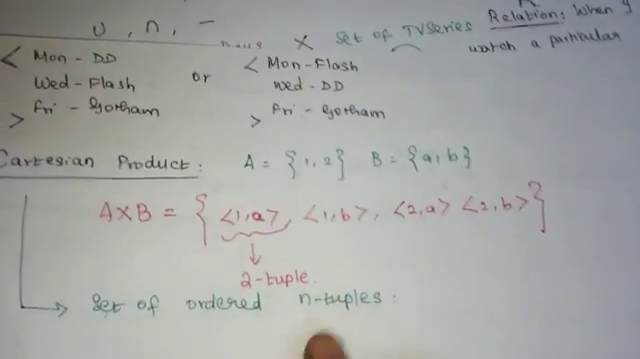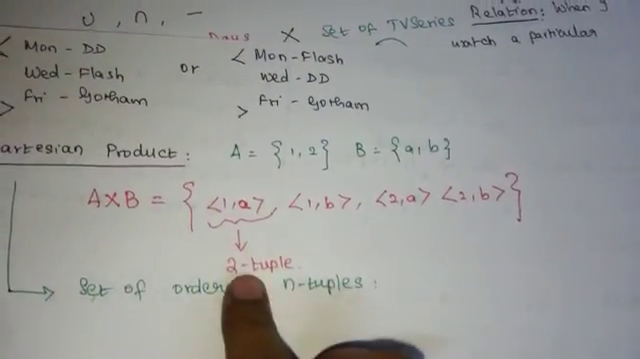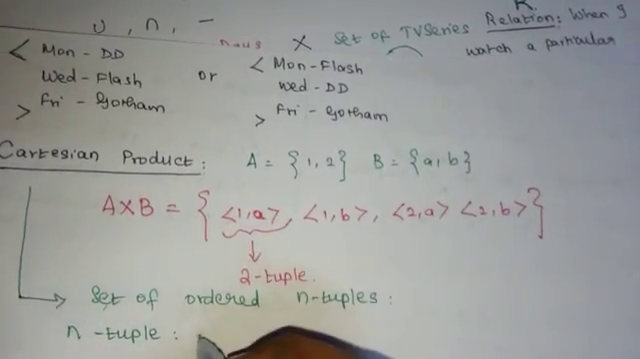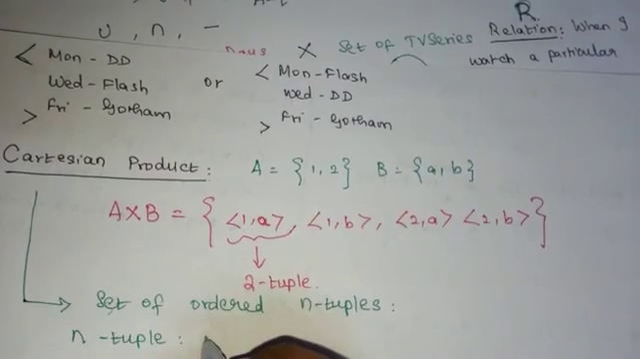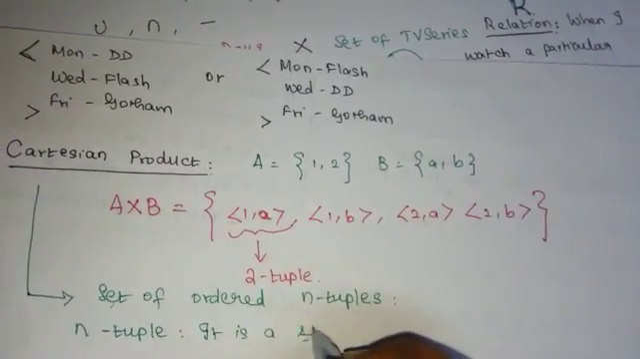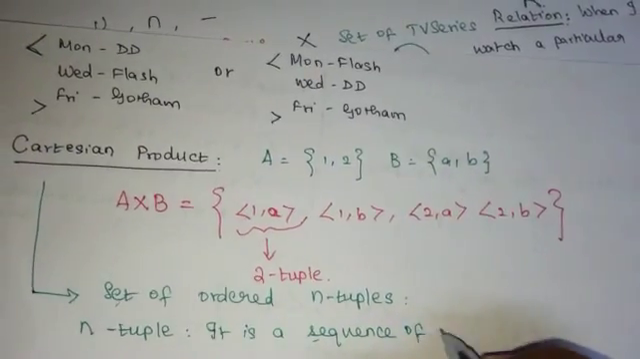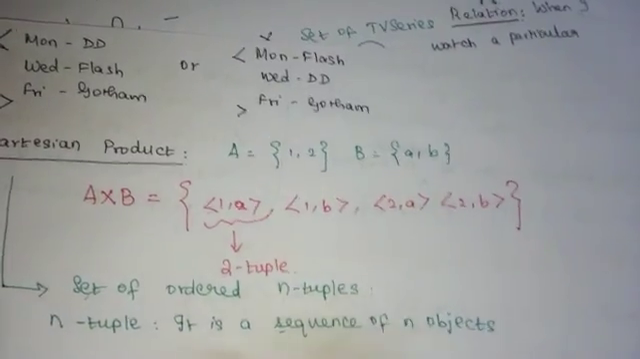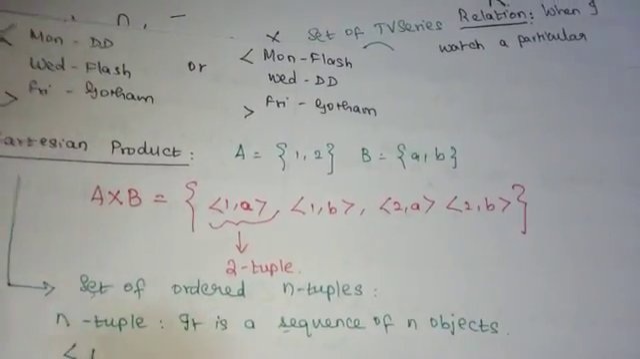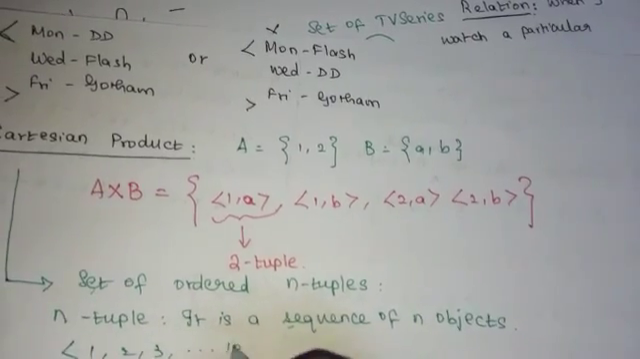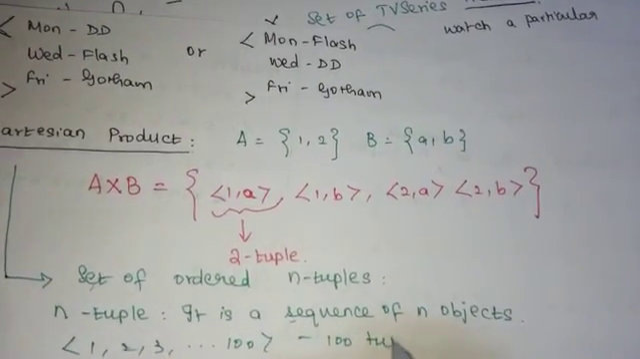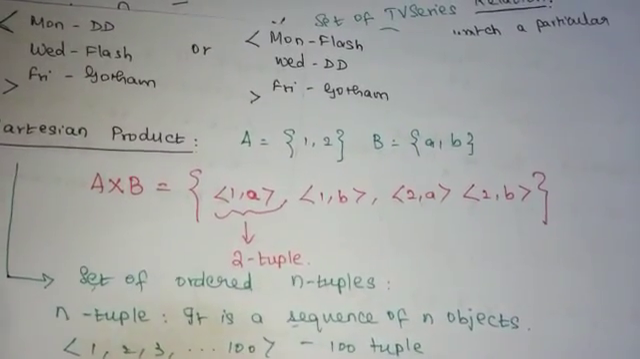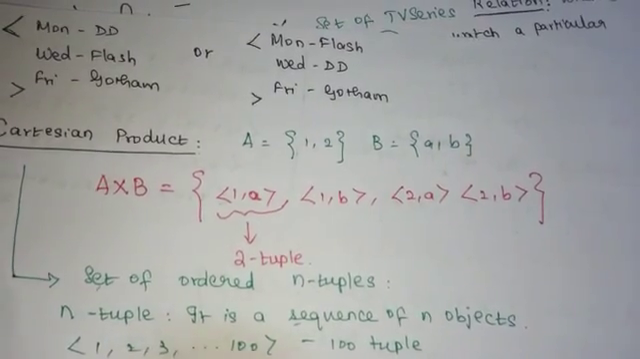Now once again there's a different term here. What is an n-tuple, or what is a two-tuple for that matter, right? An n-tuple is nothing but a sequence of n objects, a list of n objects, like 1, 2, 3, and when you say up to 100, this is a 100-tuple. Or when you say a set of points on the 2D plane, when you say 2, 5, this is a two-tuple.